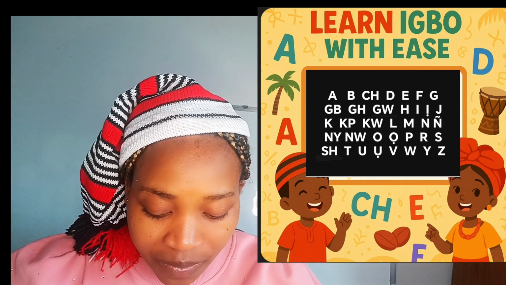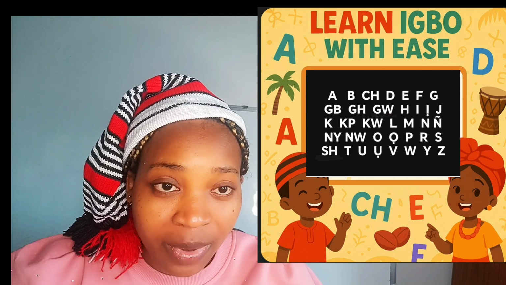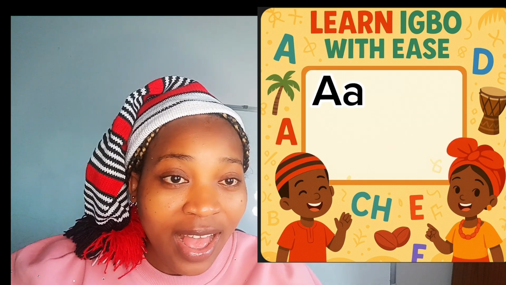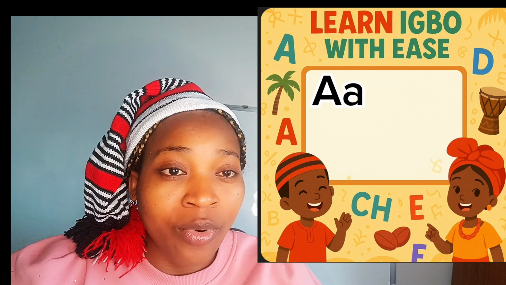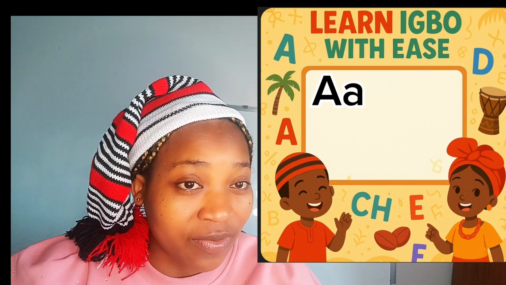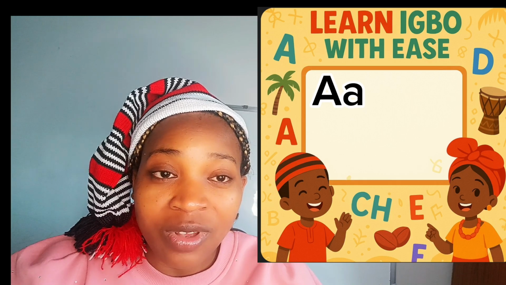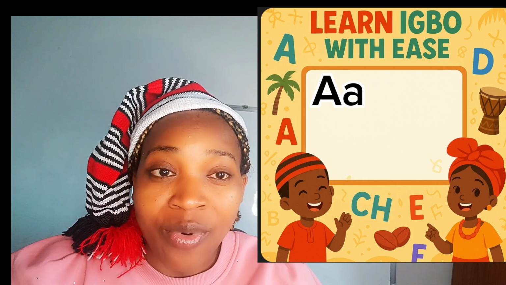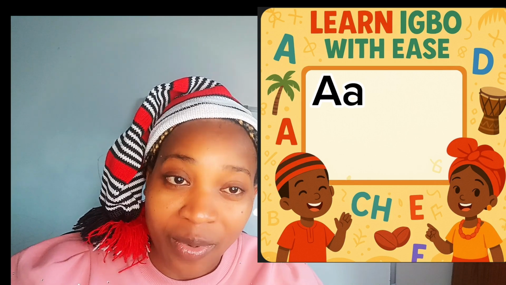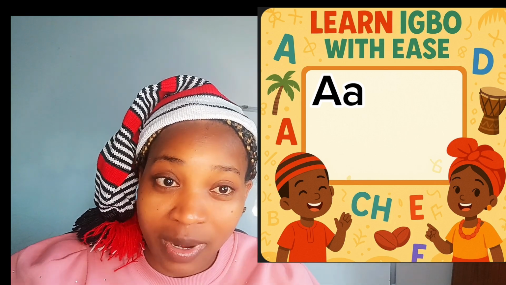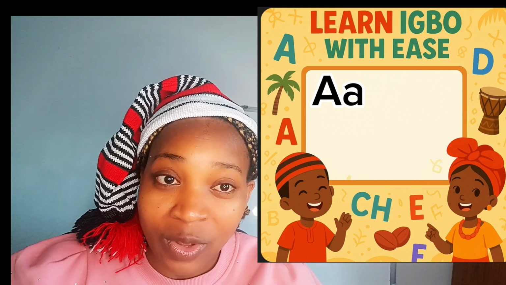In our letter of the alphabet, the first letter is A. If I say A bomaka, bomaka means is for. Just like in English language, when you say A is for apple, I will say A bomaka, apple. But A is not apple in Igbo language. I'm just trying to explain so that you will understand what I'm talking about.